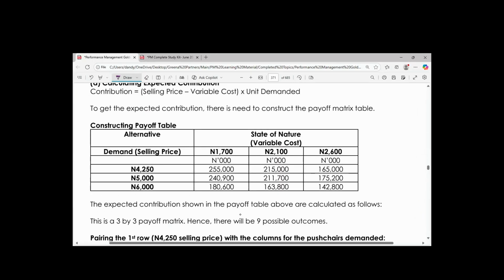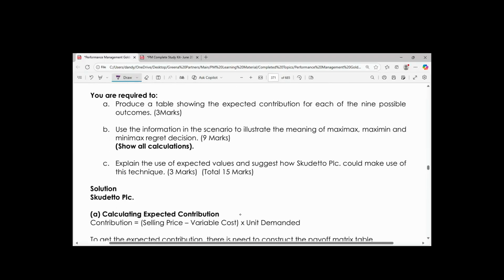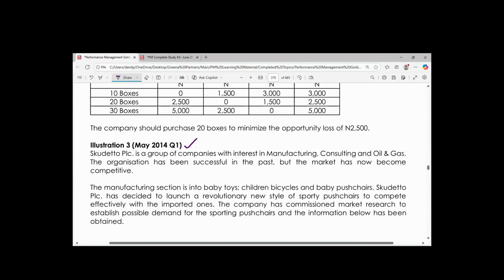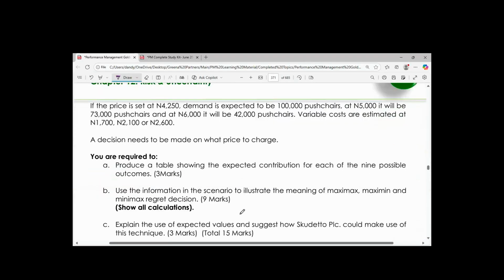So like I was telling you the other time, in this case now, the decision alternative is represented horizontally. Whether you are going to pair column with rows or rows with column, it will depend on where you have your contribution or your sales.